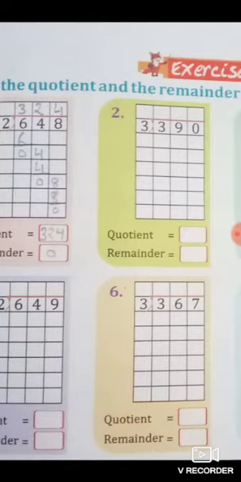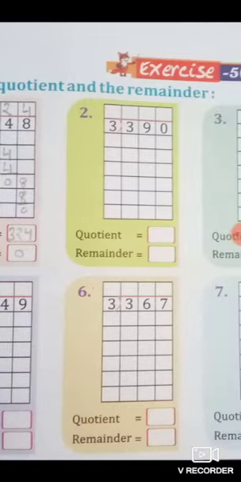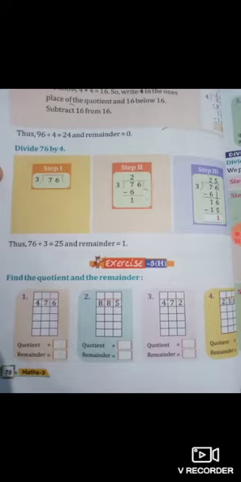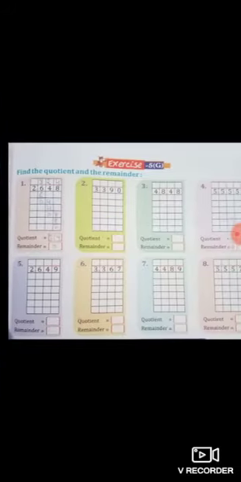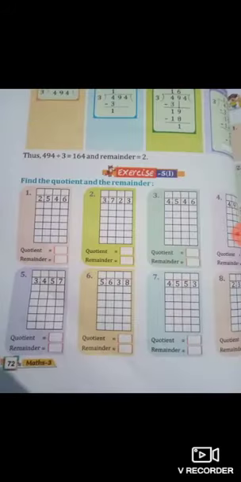So children, you will solve the rest of the questions yourself in this exercise like the first question. Children, now we move on. Next exercise, this is the same as exercise 5G. And the next exercise is 5I. This exercise is also the same as exercise 5G, so you can do it very easily. So children, you will solve exercise 5H yourself. In this exercise you have to find the quotient and the remainder, and you can find it very easily like the previous exercise. Now we move on.